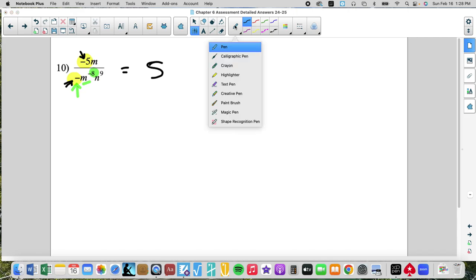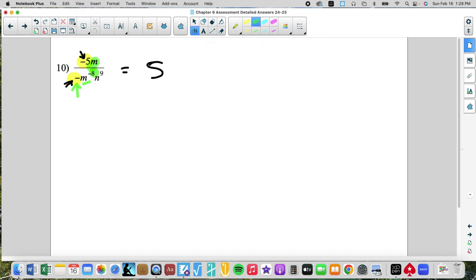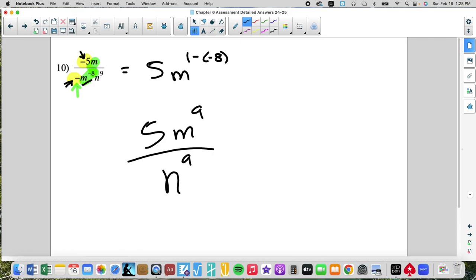Now if we want to deal with the variables, we have m to the first over m to the -8, which would produce m to the 9th. It's 1 minus -8, or if we were going to move this up to the numerator to make it a positive exponent, you have 1 already up there, you're adding 8 to it. So yes, of course, this is m to the 9th. And then you have n to the 9th, which doesn't have a partner, and it just stays in the denominator. That stays down there. So that is our answer.